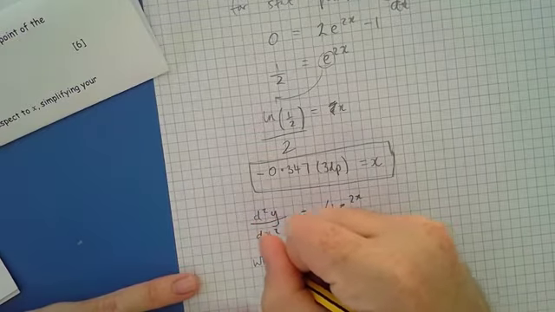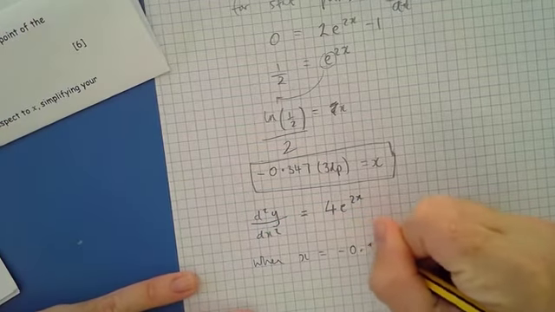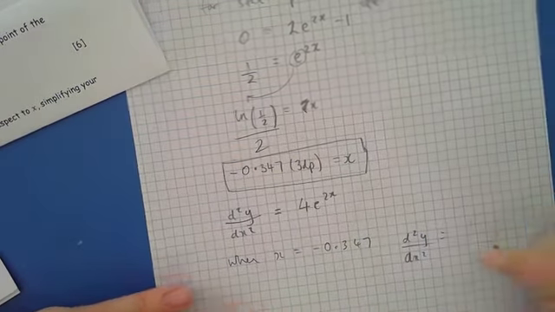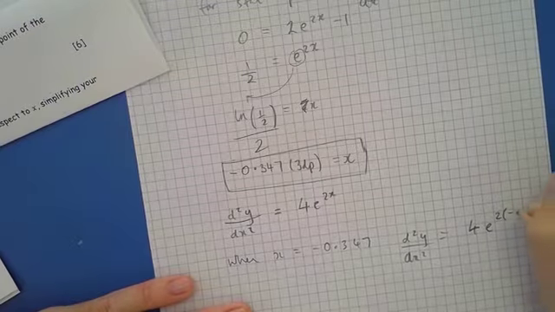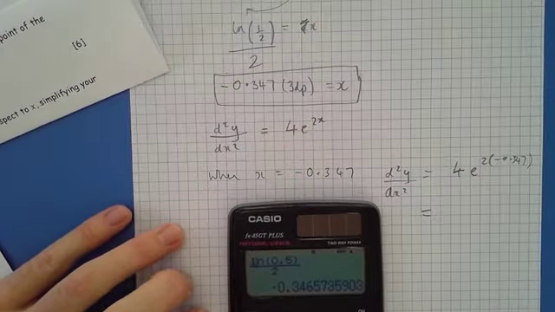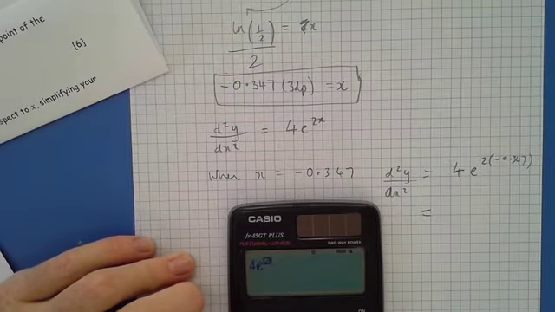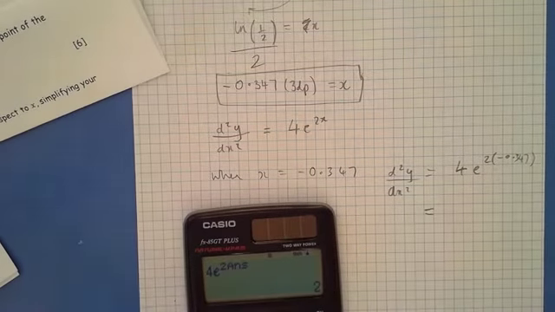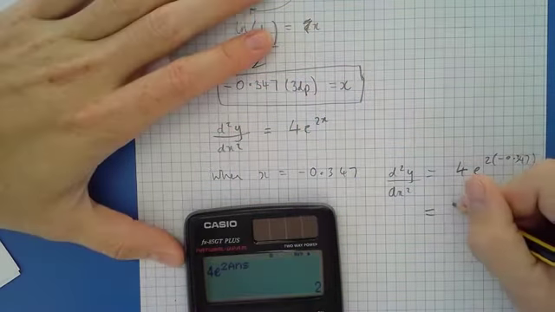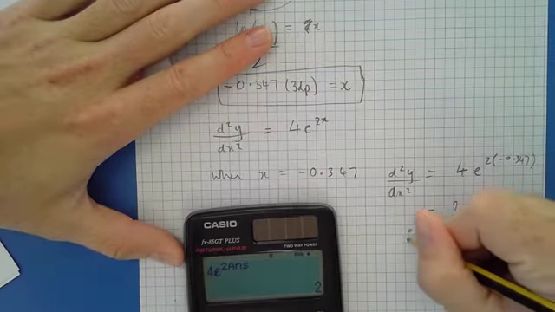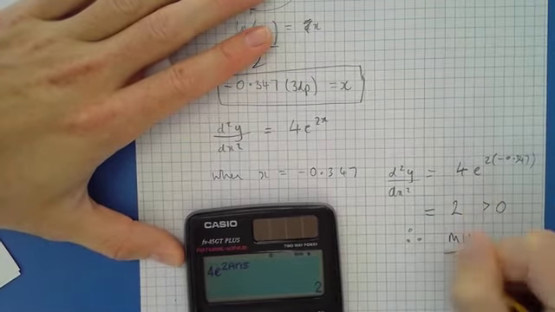And I'd say when x equals minus 0.347, d2y/dx squared is equal to 4e to the 2 times minus 0.347, and then I'm putting that into my calculator as 4e to the 2 Ans, and I get the answer 2. That's telling me I've done all my work right, isn't it? The chance of me getting 2 there when I had such a long string of numbers is filling me with confidence. That 2 is positive, bigger than 0, therefore it is, don't fall for it, a min. Okay, it's a min value.